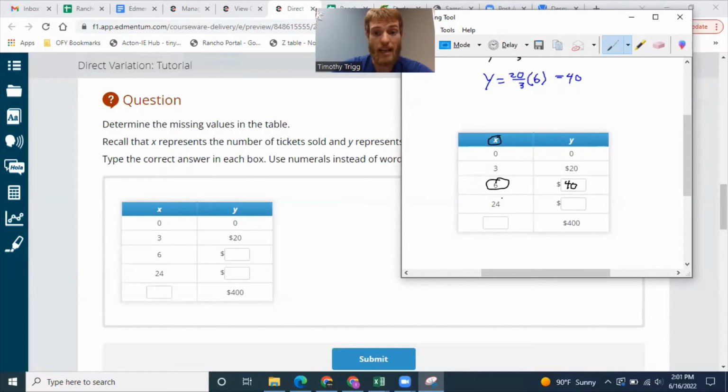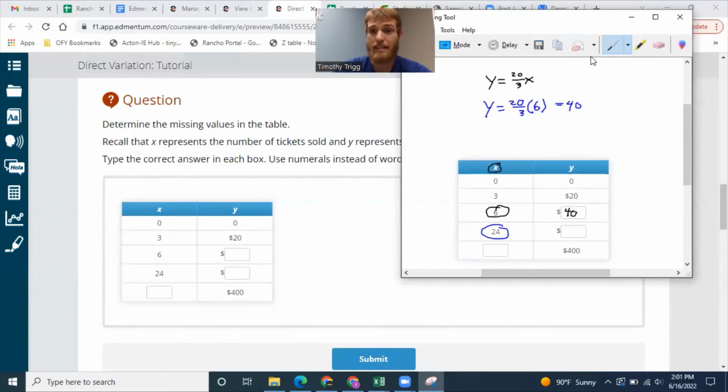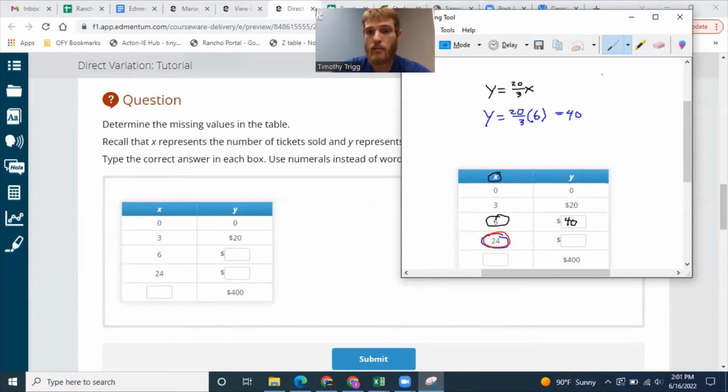Okay. Using that same information, we can go ahead and find the price for 24 tickets. Using this exact same equation, y equals 20 over 3 times x. But in this case, we're going to replace x with what? Well, replace x with the 24, right? So that's going to be y equals 20 over 3 times 24.